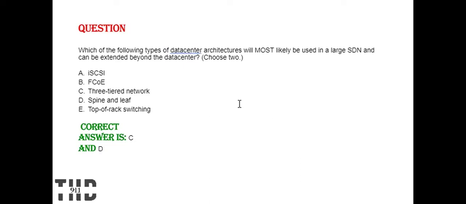Which of the following types of data center architectures will most likely be used in large SDN and can be extended beyond the data center? Choose two. The options are option A, iSCSI, option B, FCoE, option C, three-tiered network, option D, spine and leaf, and option E, top of rack switching. The correct options are option C and D.